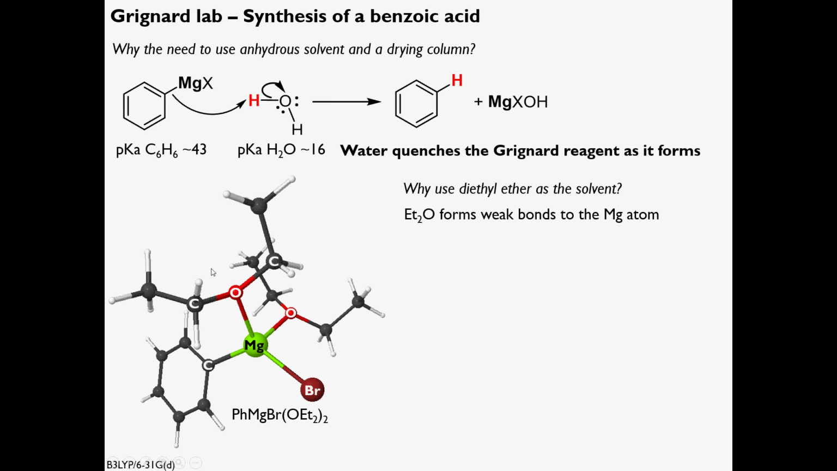What I've got here is a representation of phenylmagnesium bromide with two diethyl ether molecules attached directly to the magnesium. This is not a crystal structure, this is just a theoretical picture of it. It's really just to illustrate a point. You'll see that the magnesium atom is bonded to the carbon atom of the benzene ring, which you would expect, and to a bromine atom. It's also bonded to a pair of diethyl ether molecules by the oxygen.